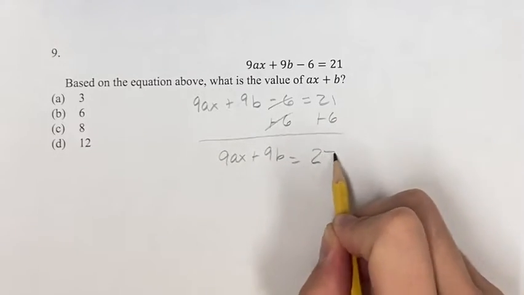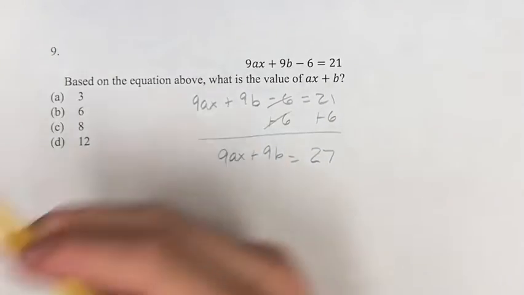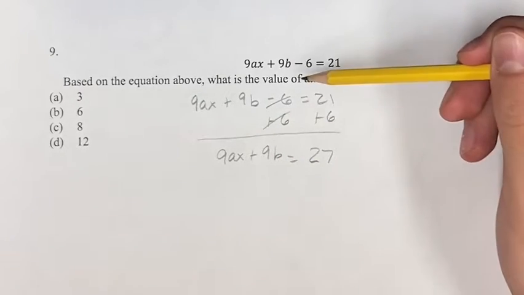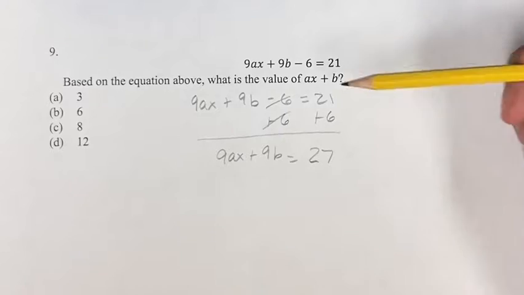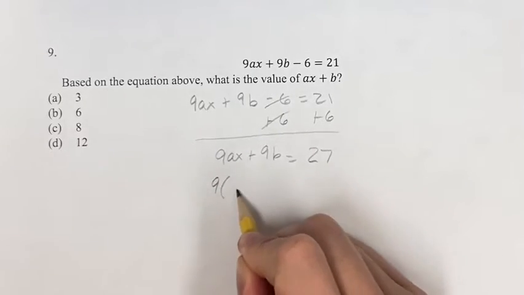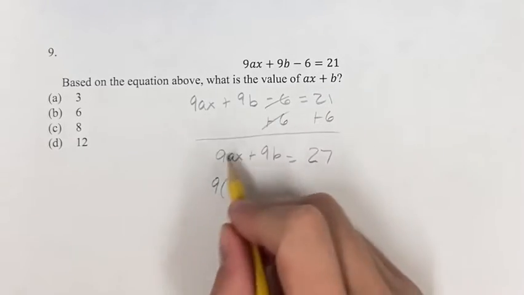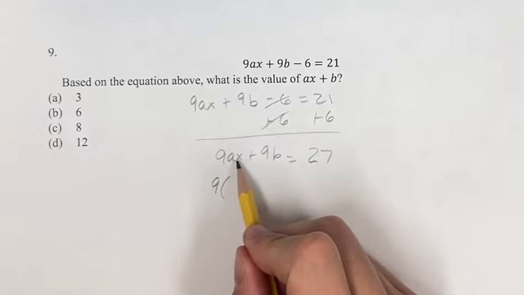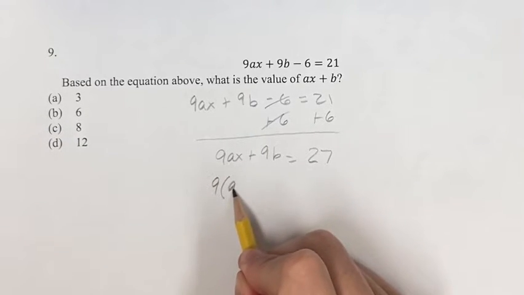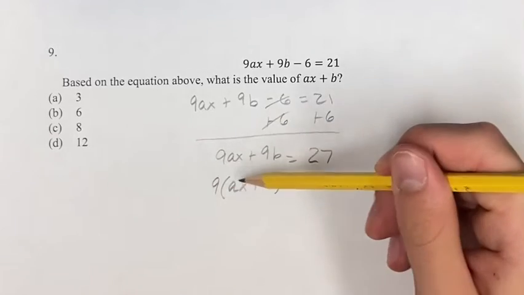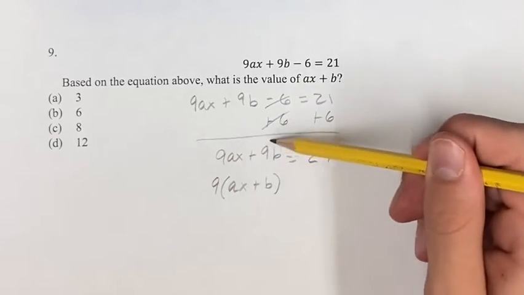plus 6, which is 27. Now, we have 9ax plus 9b, and we're looking for 1ax plus 1b. So we have to recognize that this expression is equal to 9 times the expression we're looking for. 9ax plus 9b is equal to 9 times (ax plus b), right? And if you want to check this, redistribute out that 9, and you'll get right back to here.